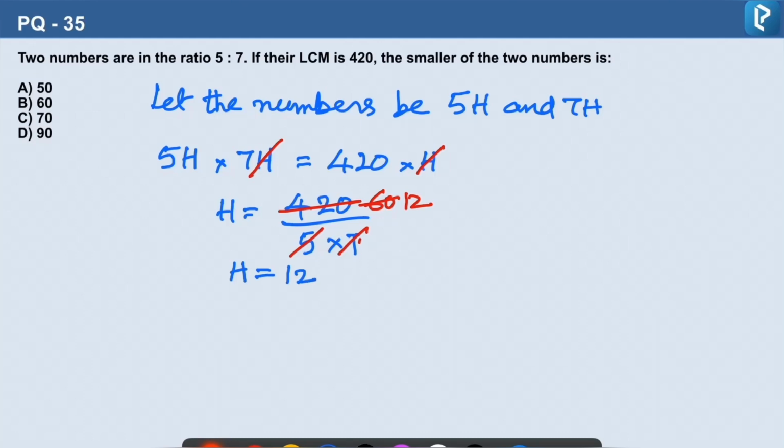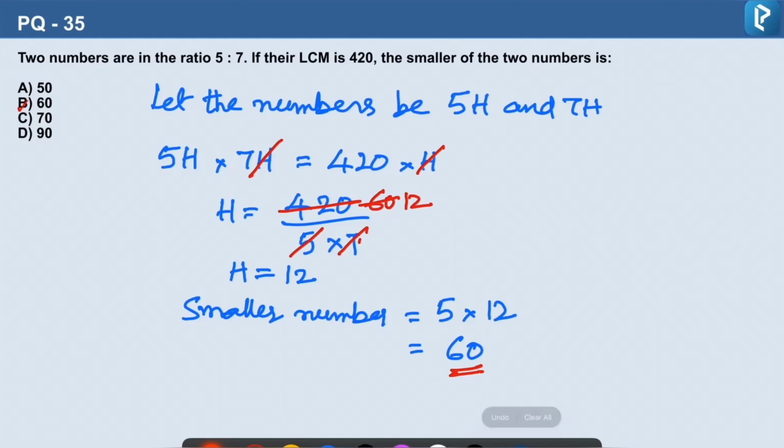So the smaller number is 5H. 5 into 12 is equal to 60. 60 is the smaller number. The greater number is 7H, that is 7 into 12, 84. 84 will be the greater number and 60 is the smaller number. So the correct answer is option B.